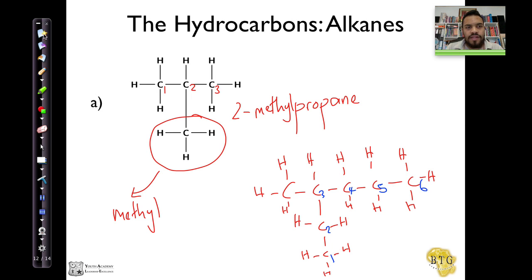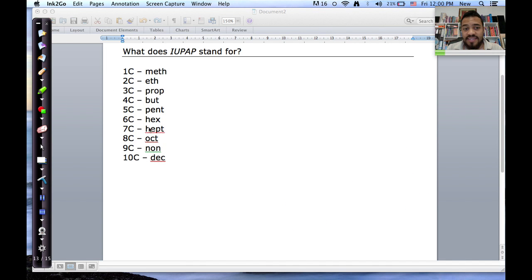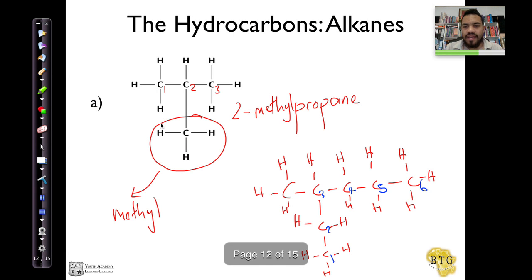Now, if we go to our summary sheet, what does 6 look like? 6 is hex, right? So let's get back. 6 is hex. So I've got to have hex in my name. And it's a hydrocarbon with only hydrogen and carbon, so I can make it hexane.